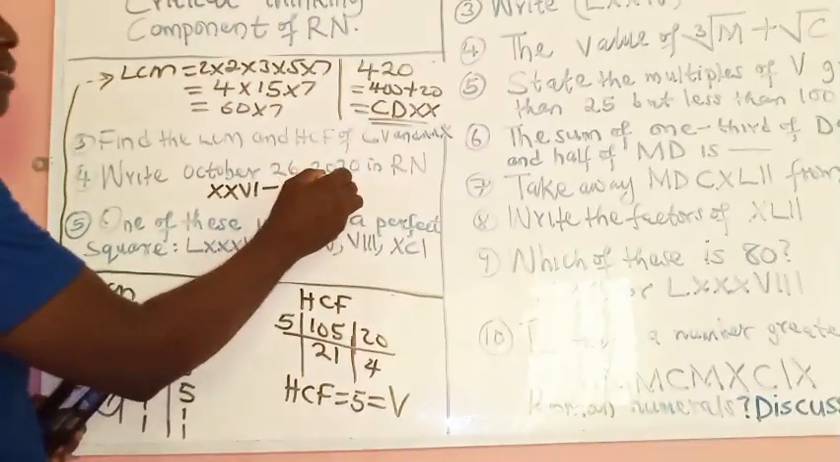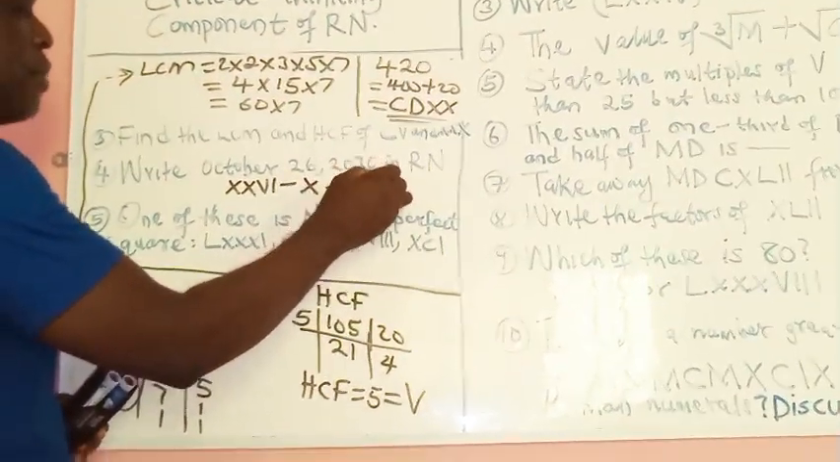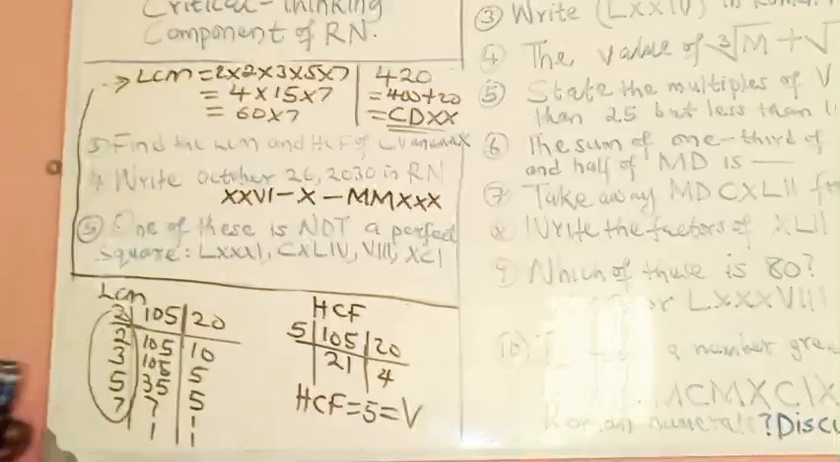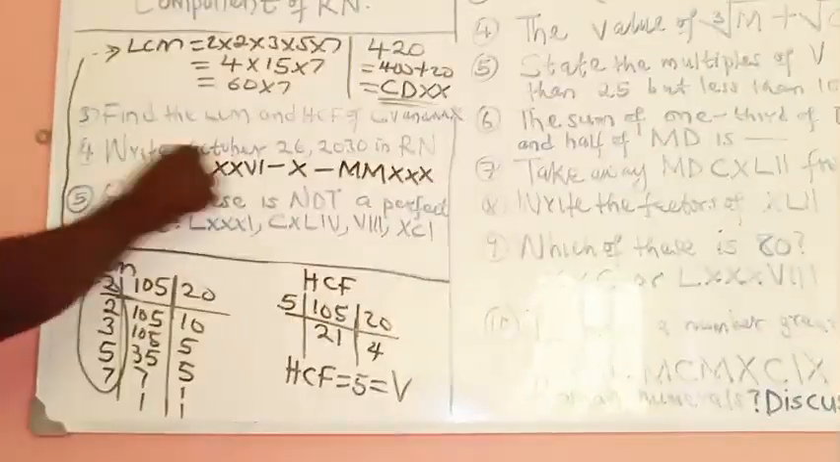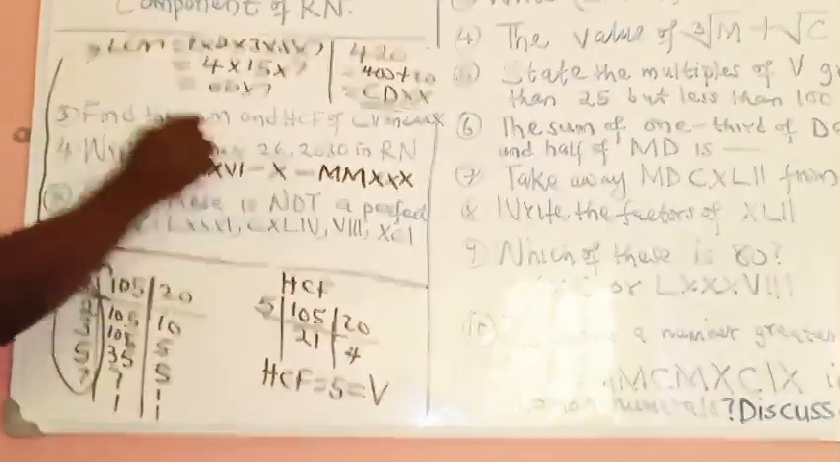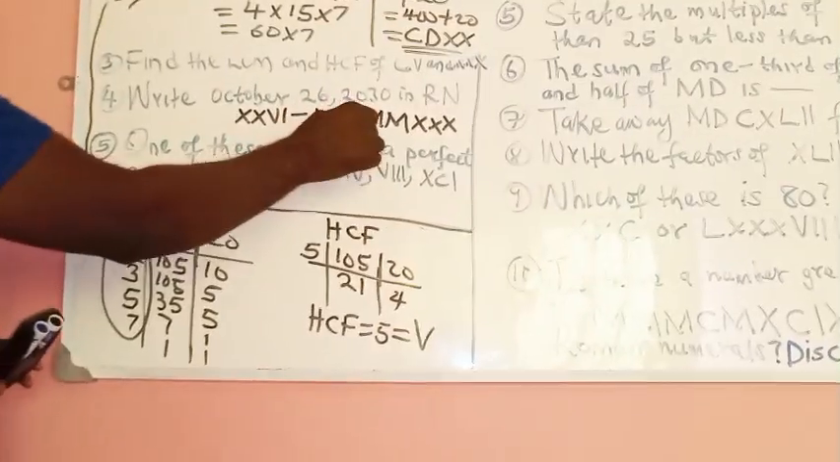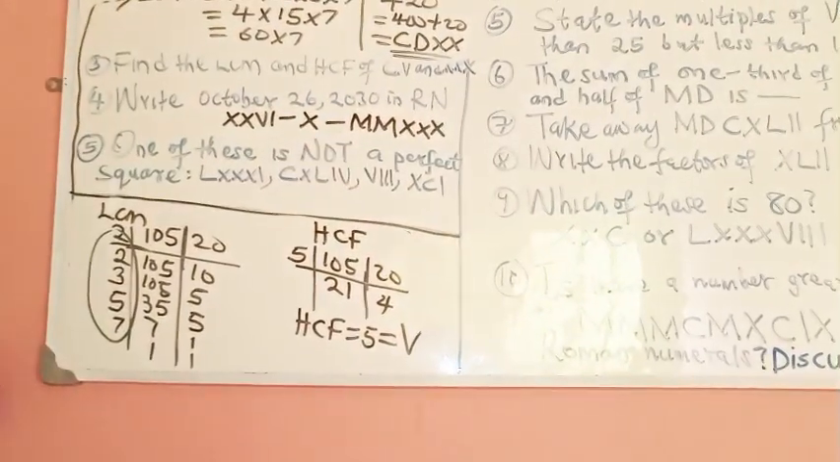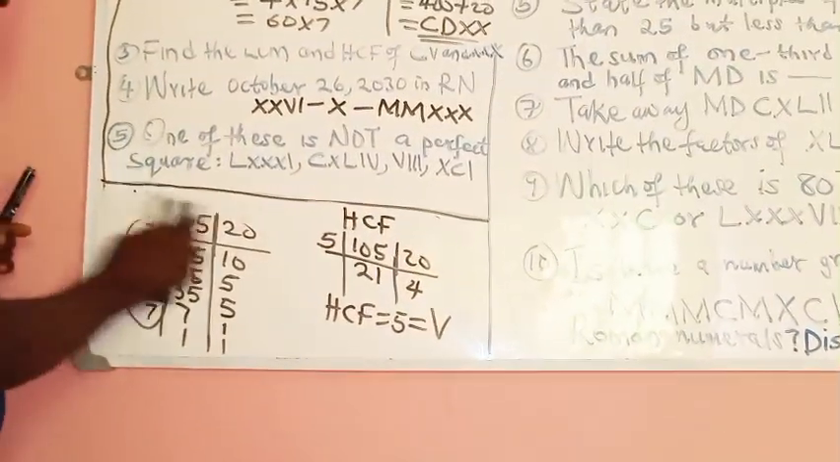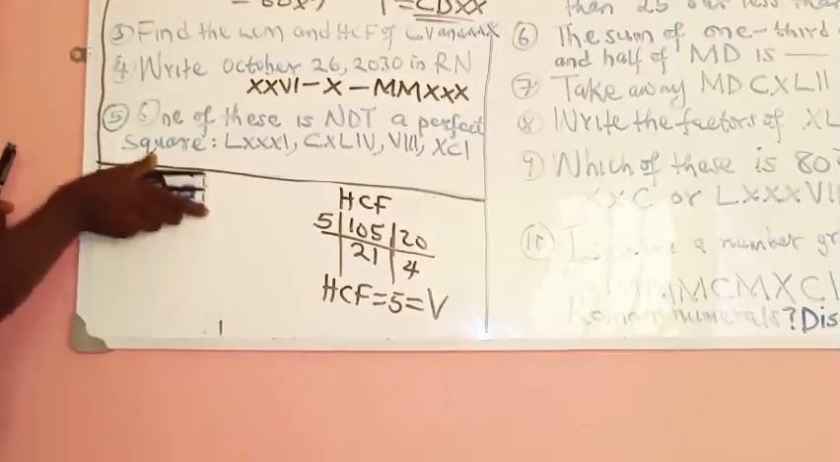2030. 2000 is M, and 30 is how many X? 1, 2, 3. So that one is very straightforward and simple. That is October 10, 2020, what? October 10, 26, 2010, 2030. Okay. Now, let's go to the next one. I can clean this one up now to enable me to solve the next question.